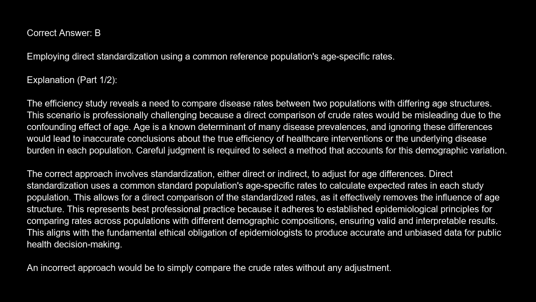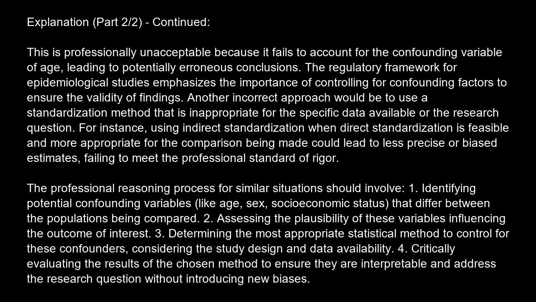An incorrect approach would be to simply compare the crude rates without any adjustment. This is professionally unacceptable because it fails to account for the confounding variable of age, leading to potentially erroneous conclusions. The regulatory framework for epidemiological studies emphasizes the importance of controlling for confounding factors to ensure the validity of findings. Another incorrect approach would be to use a standardization method that is inappropriate for the specific data available or the research question. For instance, using indirect standardization when direct standardization is feasible and more appropriate for the comparison being made could lead to less precise or biased estimates, failing to meet the professional standard of rigor.